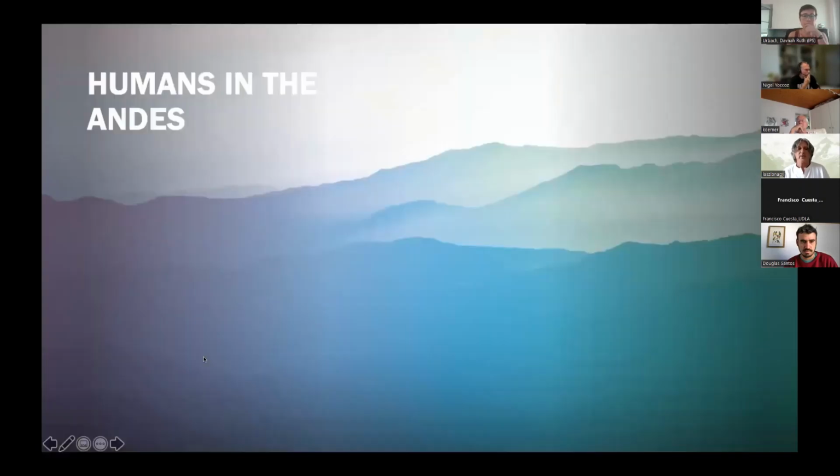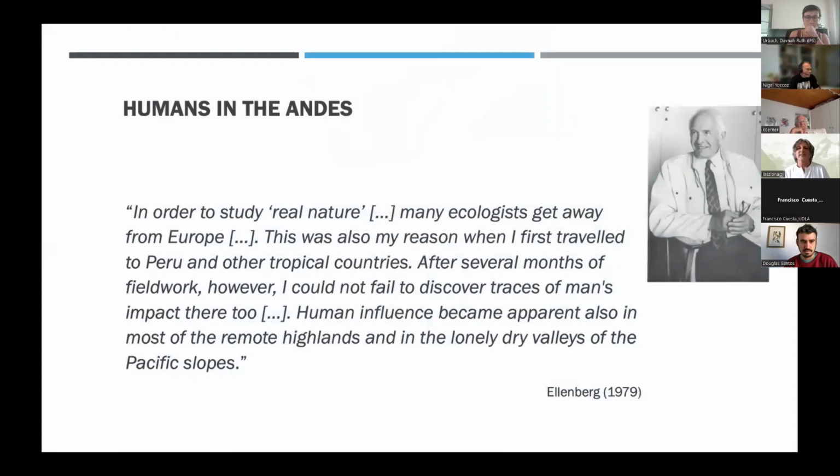Okay, so why do I start with the humans in the Andes? Because what we see today in the Andes, when we go into the alpine, we're actually not sure what we see is alpine or not alpine. Why is that? Let's go back to Heinz Ellenberg, what he said in his second Tansley lecture in 1977 at the BES.